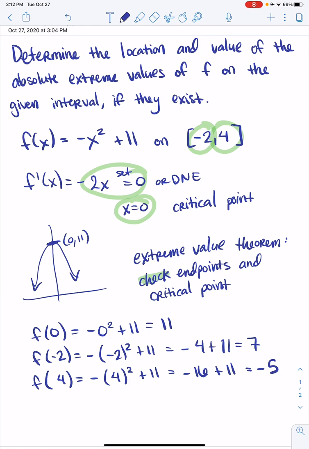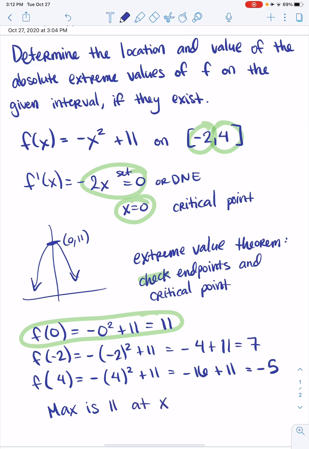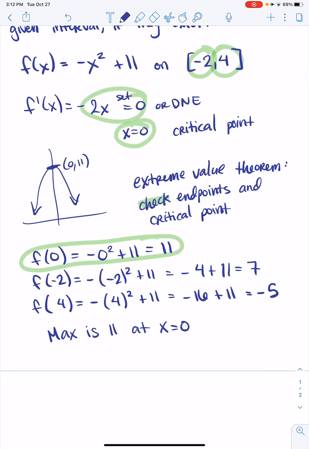is negative 5. Okay, so as you already found, this point here is our maximum, right? So the maximum is 11 at x equals 0. And the minimum, in that case, we're figuring out, between these two, which one is smaller, and it's this one. So the minimum is negative 5, and that occurs at x equals 4. So the minimum or maximum value are the y values or the f values here, and the location of the minimum or the maximum are given by the x values.